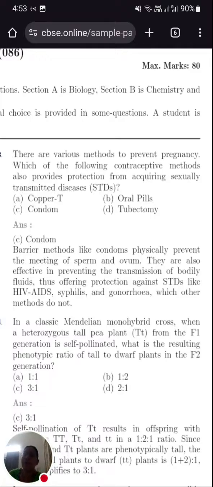come under chemical method. In explanation, you need to write like copper T, it is a copper shaped T which is inserted in uterus, which will make sperms infertile. Oral pills, they are the chemicals which will balance the hormone, thus preventing pregnancies. Then the next one, surgical method, tubectomy and vasectomy.